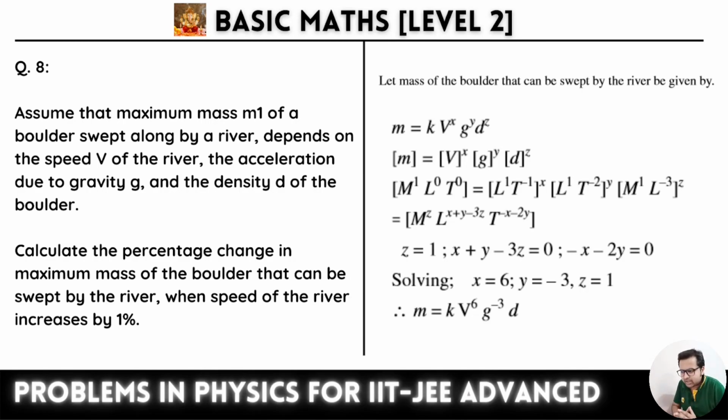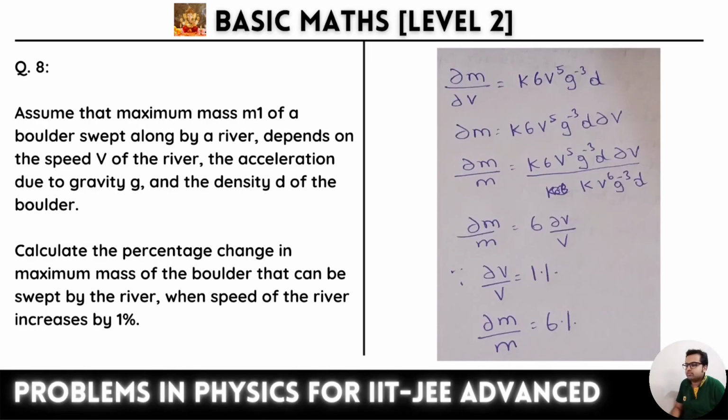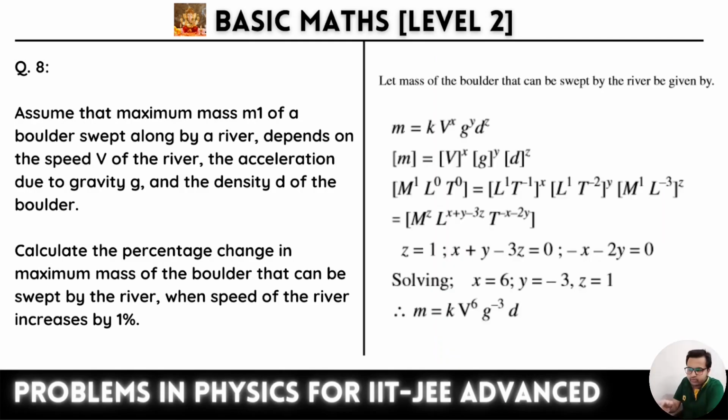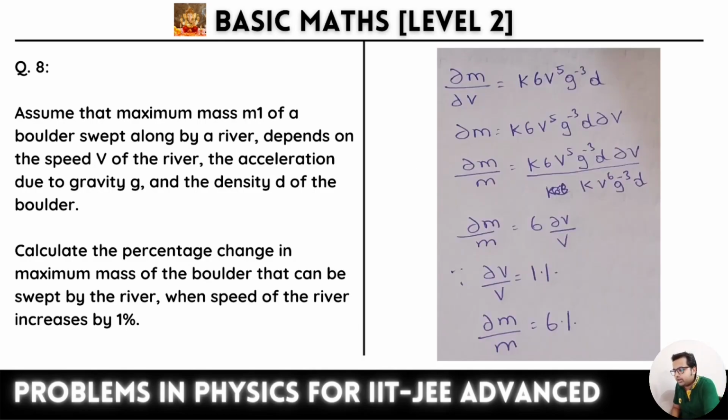Now using this relation, you have to calculate, if the speed of the river is increased by 1%, how much more mass it can carry away. So this is the next part. So let's look into it. Okay. So see, now here we have the mass. So now what we can do? We can calculate delta m upon delta v, means change in mass with respect to velocity. So differentiate mass with respect to v. So dm by dv we are doing.